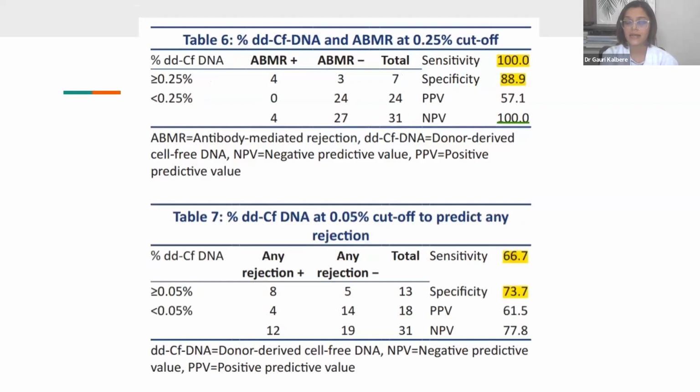Now, if we consider a threshold of 0.25 cutoff, again we have a consistent result, with a negative predictive value of 100, sensitivity of 100 and specificity of 88. And if we take the entire donor-derived cell-free DNA at 0.05 cutoff to predict any rejection, then we have a little bit lesser sensitivity and specificity of 66 and 73. So if we consider only ABMR, the precision is quite improved, with the data showing sensitivity of 100 and negative predictive value of 100.